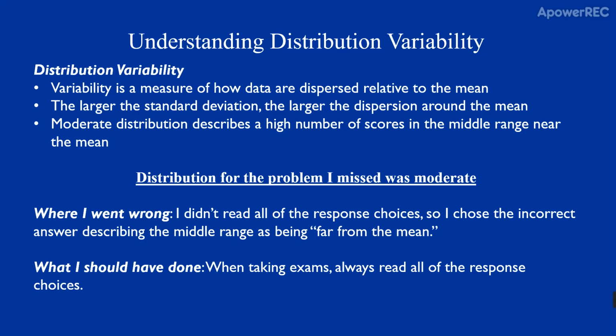Understanding distribution variability is also very important when looking at what Cohen's D is. Variability is a measure of how data are dispersed relative to the mean. So the larger the standard deviation, the larger the dispersion around the mean. Moderate distribution describes a high number of scores in the middle range near the mean. And I say that because the distribution for the problem that I missed was moderate. And here I didn't read all the response choices that I had available to me, unfortunately.